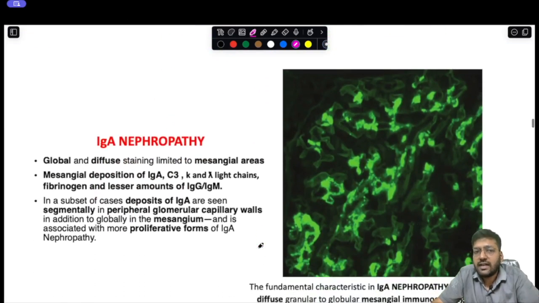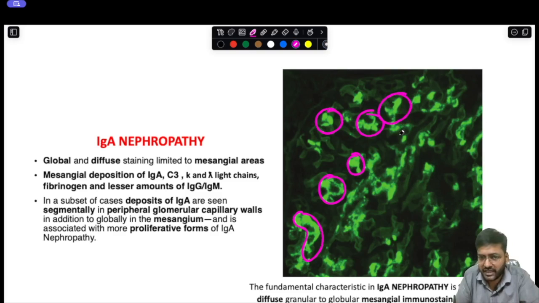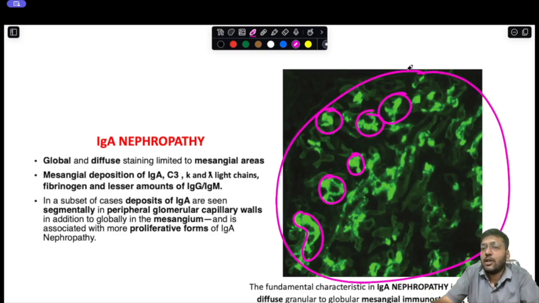Next, we are going to discuss IgA nephropathy. So as you can classically see over here, the GBM, glomerular basement membranes, are negative. Okay, whereas these are the mesangial areas which are showing blob-like deposits over here. Can you appreciate over here? There's mesangial positivity. It is global, and you can see this is the entire glomerulus. The entire glomerulus is showing this deposit. So there's a global deposition, and all the glomeruli are involved. So therefore we are using the term diffuse. So there is global and diffuse staining limited to the mesangial areas.